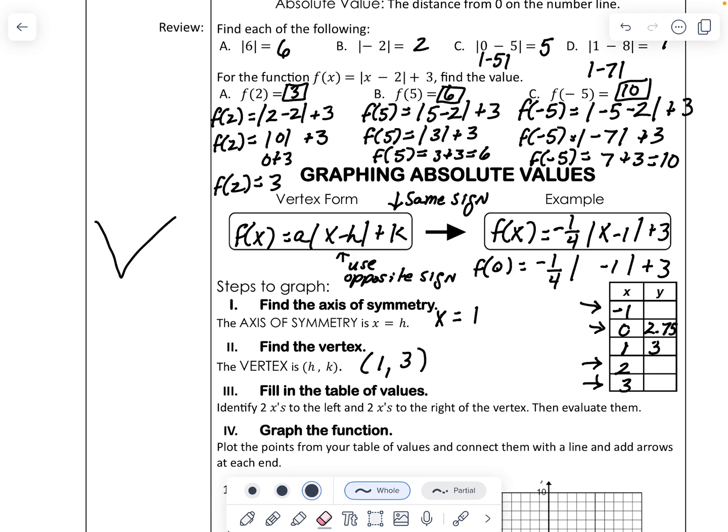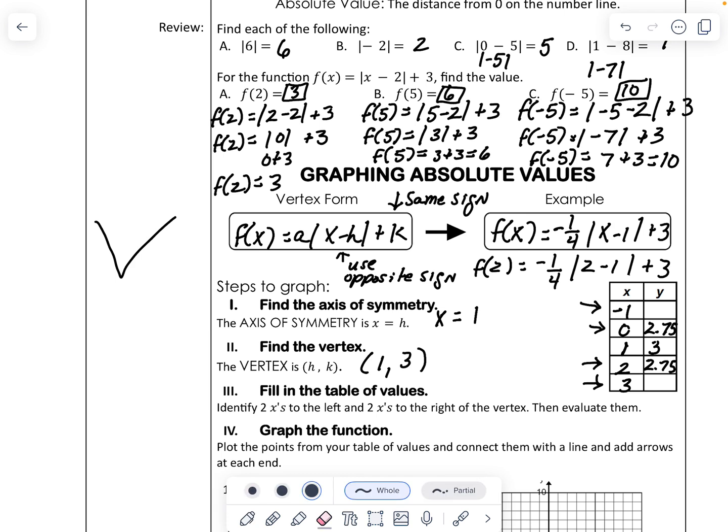But instead of 0, now I'm going to put in my 2, and I should end up with the same number here. So 2 minus 1, I get 1, absolute value, 1 times the -1/4 plus 3. Again, I'm going to end up with the 2.75. It's going to be a symmetrical function.